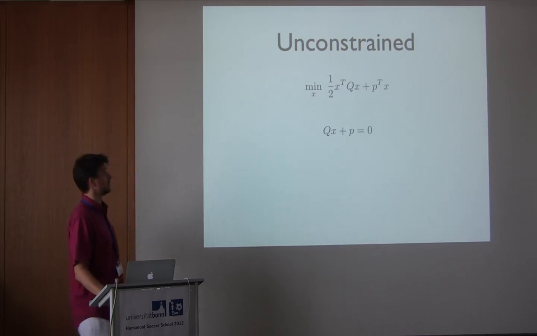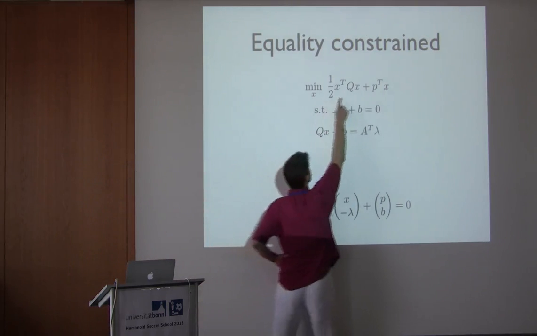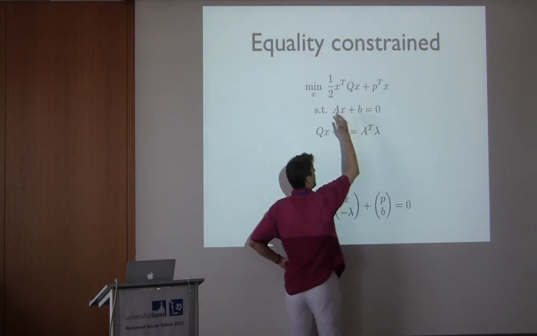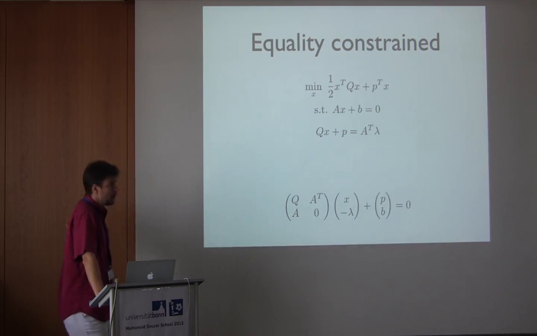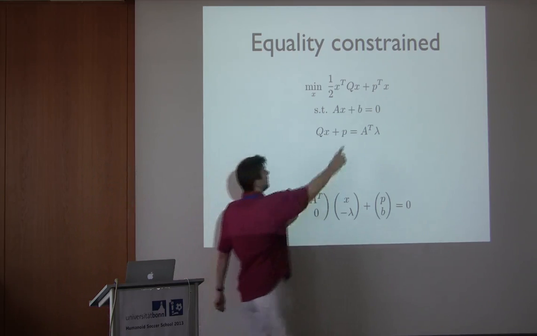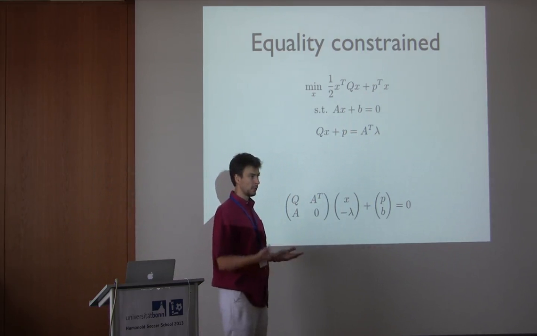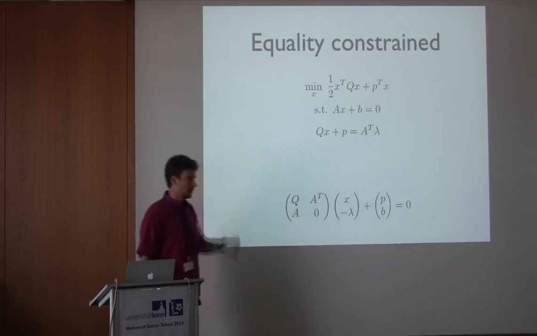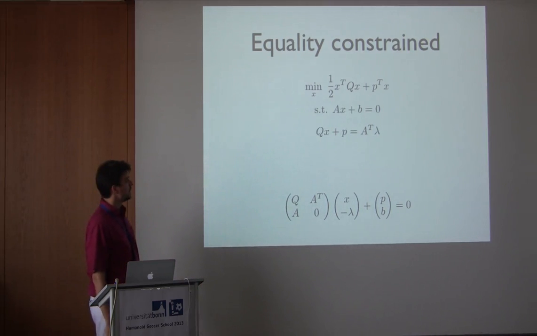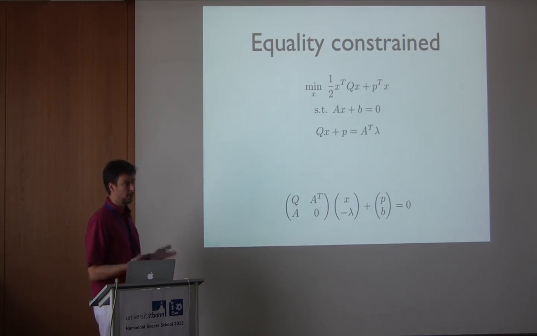What happens when you have equality constraints? You want to minimize the same function, but now you have a linear constraint that Ax plus b is equal to 0. We know that the minimum of this function is where the gradient is 0. But most probably the point where the gradient is 0 does not satisfy this constraint. It's not in this subspace. So in this case, we're not looking at the point where the gradient is 0, but the point where the gradient is orthogonal to my constraint.